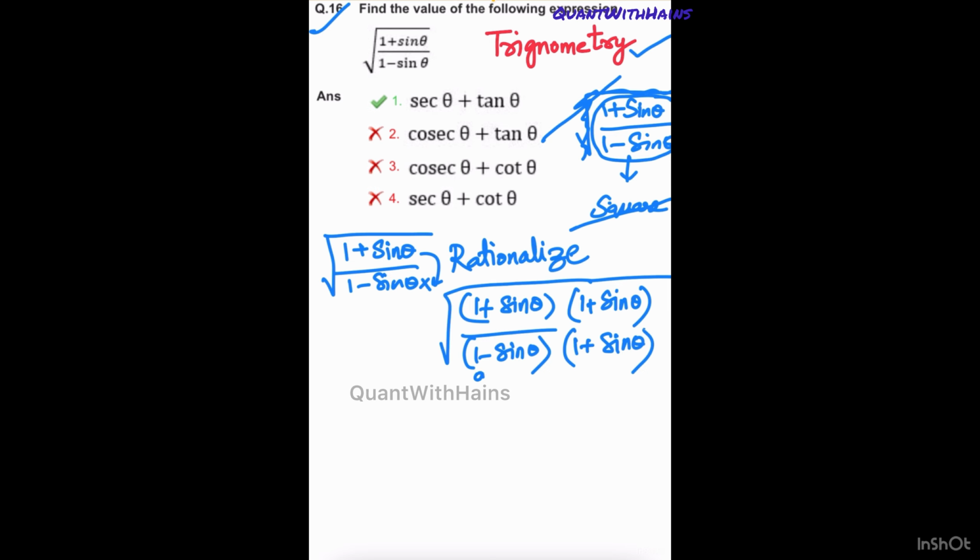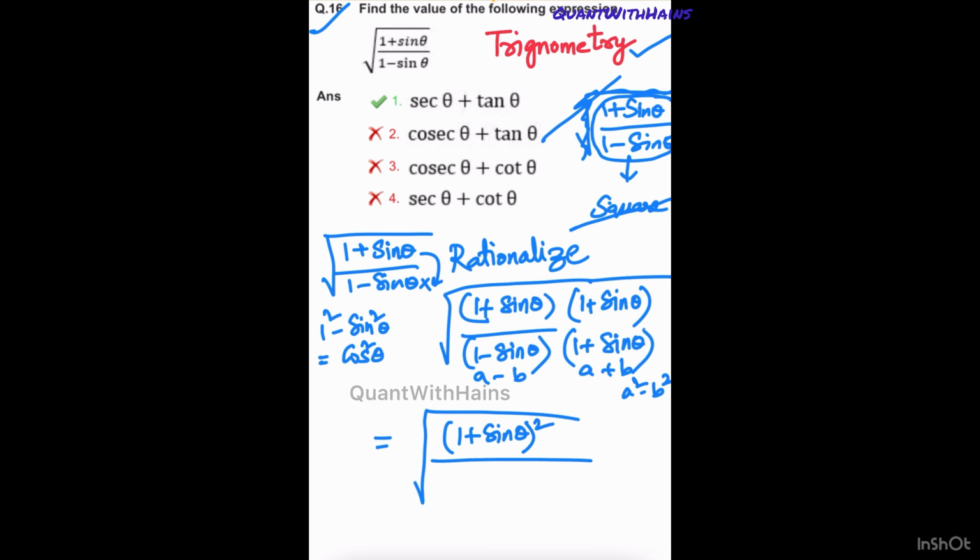So here this is in the form of a minus b into a plus b. That is a square minus b square. That means 1 square minus sine square theta is cos square theta. In the numerator we already got this square, 1 plus sine theta into 1 plus sine theta, that is 1 plus sine theta whole square. Here in the denominator we got value as cos square theta. So we got everything square and square root. So we can cancel. So we are left with 1 plus sine theta by cos theta.